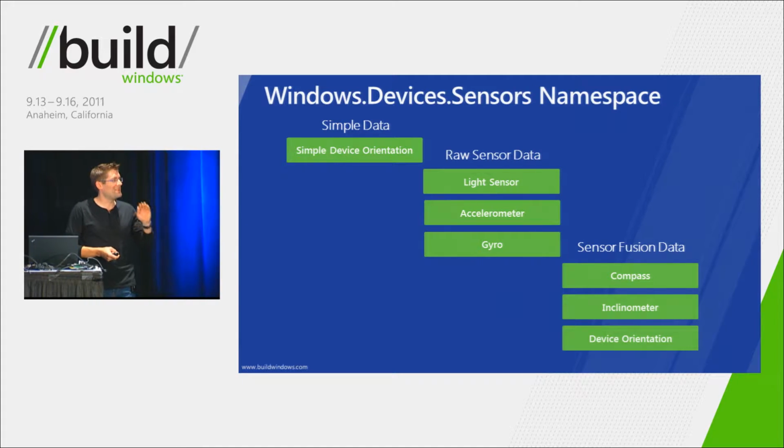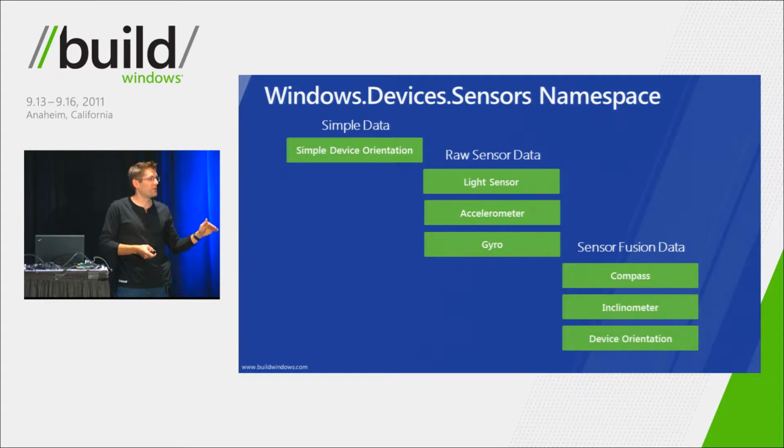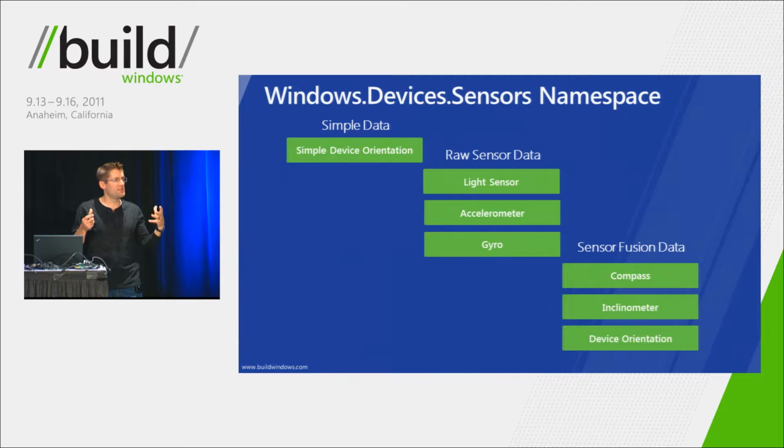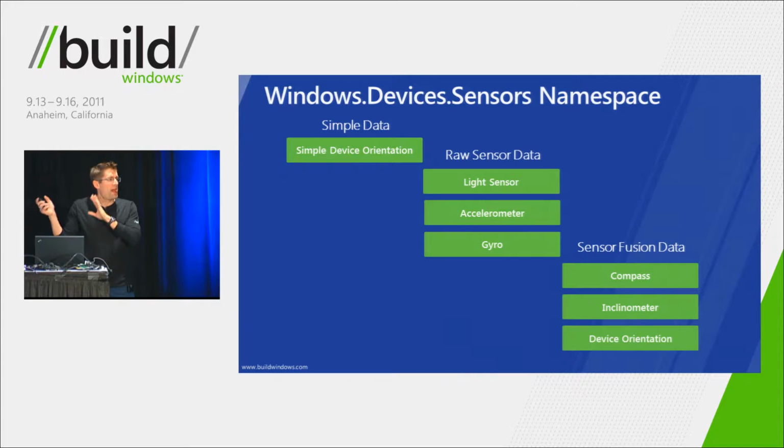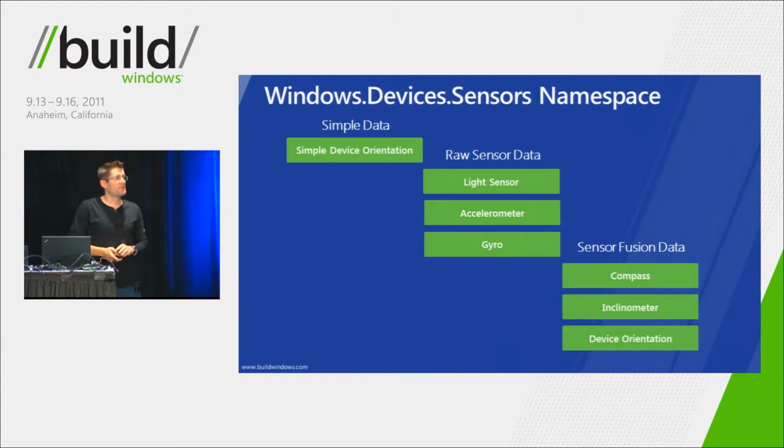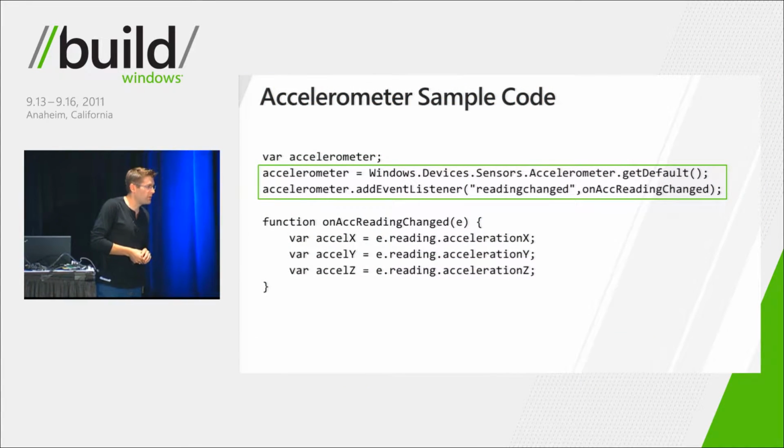So we've got a tilt-compensated compass. We've got a 3D inclinometer. And we've got device orientation, which 3D applications can use to model novel new types of high-fidelity interactions with motion and orientation. So this is what you have available to you. Let's take a look at some code.